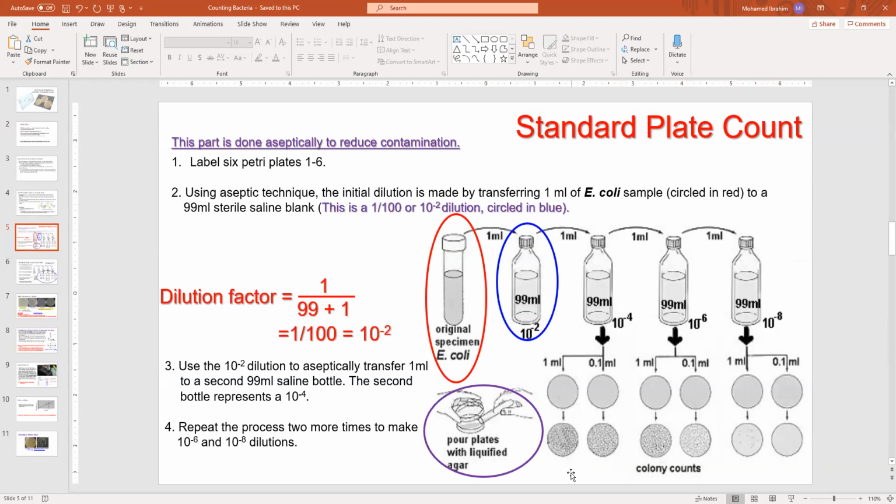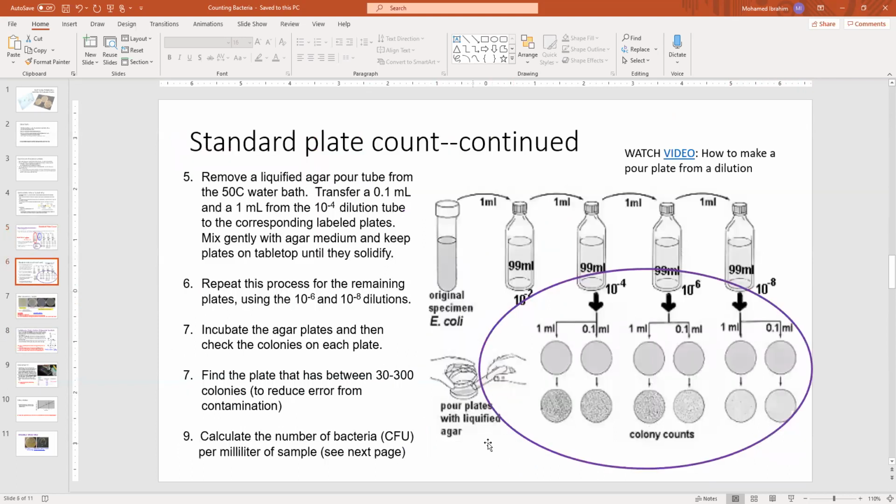Before I move to the next slide, now you know the difference between a dilution factor and the total dilution. The total dilution is the product of the dilution factors of each of those dilutions. The dilution factor for this bottle, for example, is 10 to the minus 2, but the total dilution is going to be 10 to the minus 8. And this is what you worry about. When you do your calculation, you use this total dilution.